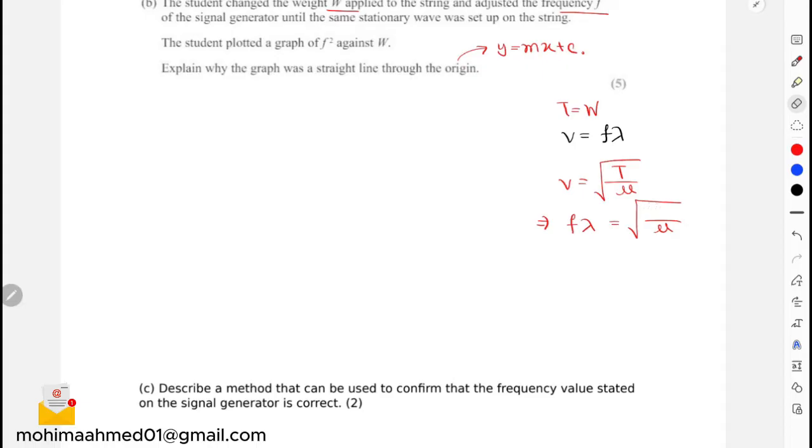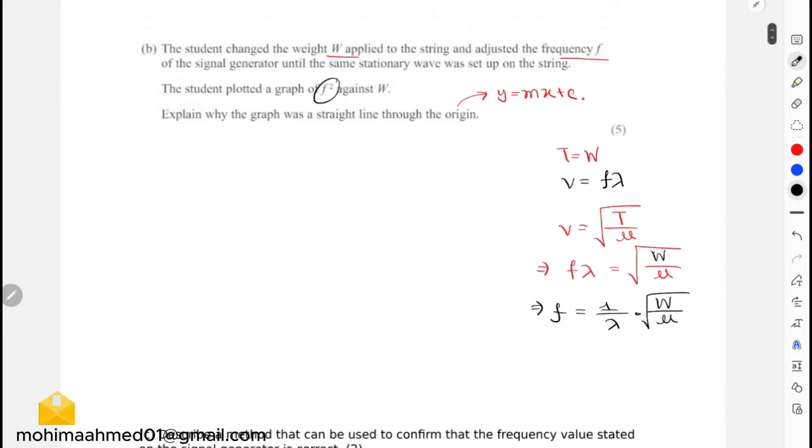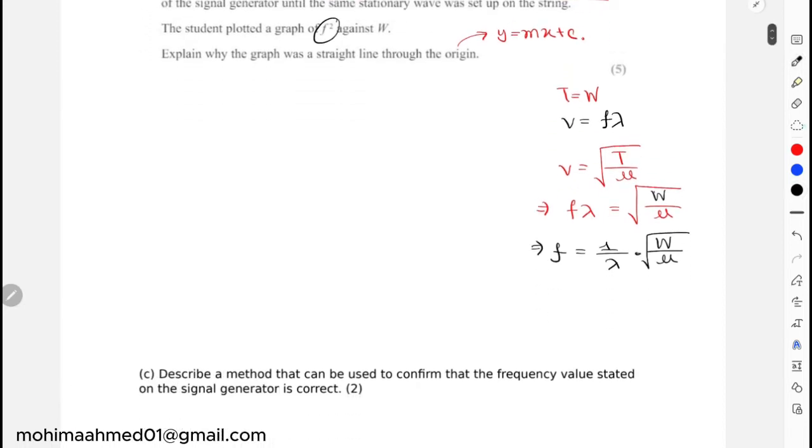And again, I don't need to write tension over here. I can write weight in this case because tension is equivalent to weight. And then again, I can understand that f is actually going to be equal to 1 over lambda multiplied with root of weight over mu. And in this case again, as I already know, I was trying to create f square on the y-axis, right? So I think it would be better if I take this square to the right hand side.